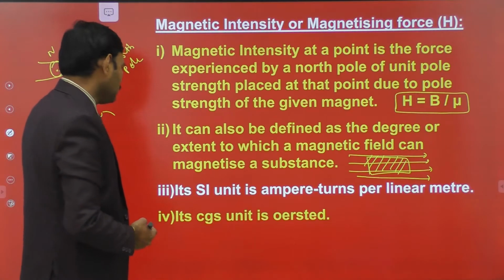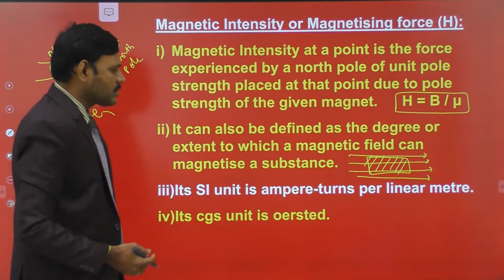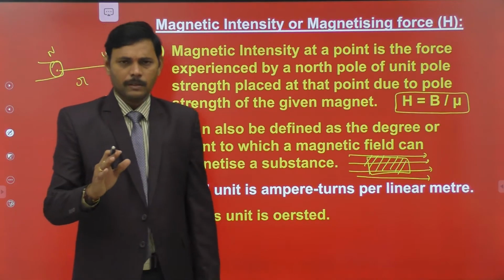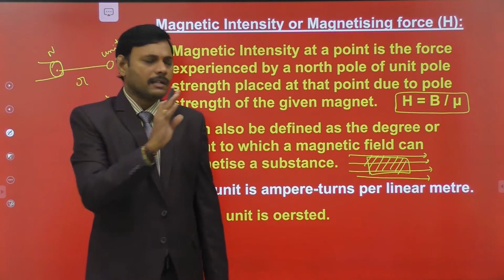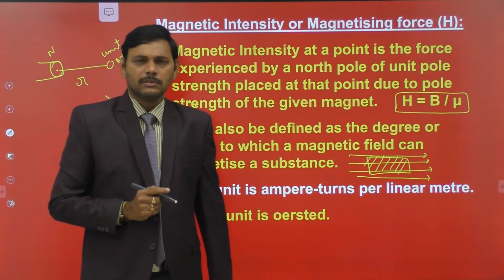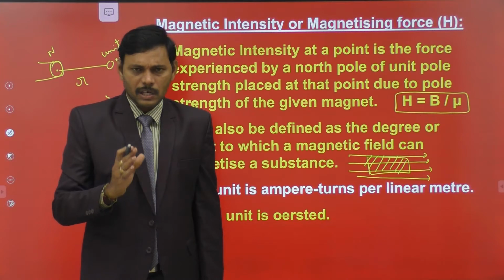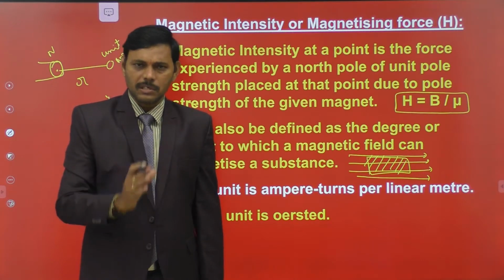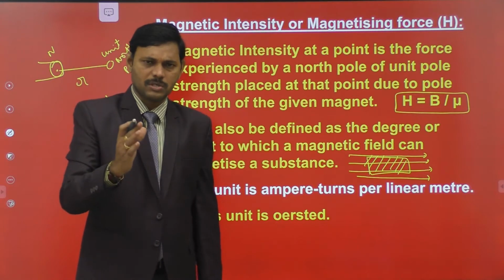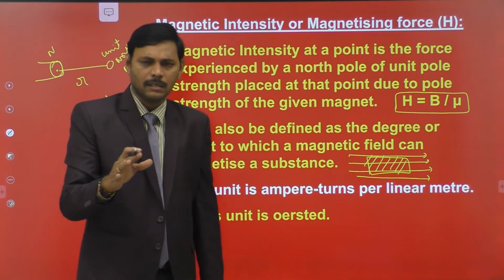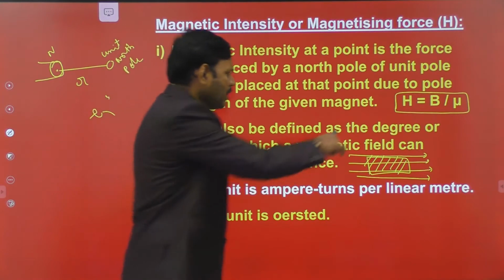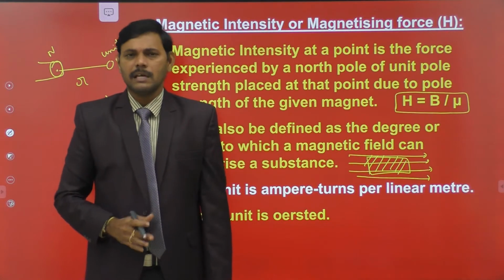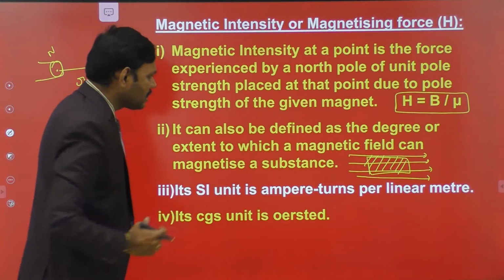So let us move on. In CGS, the unit is Oersted. Units are different in magnetism, so you must be very conscious about the units. So clearly remember, the SI unit of magnetic intensity or magnetizing force, in other words magnetizing field H, whose expression is B by mu, is ampere per meter, and the CGS unit is Oersted.